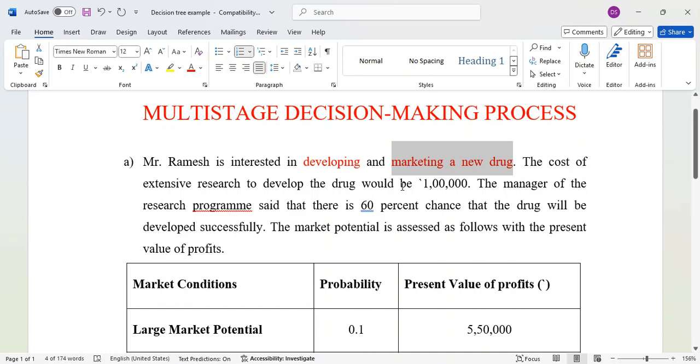In this way, he is going to invest 1 lakh rupees. That is the cost of the particular process, and the chance of success is only 60%. Because when you go to the market, there may be chances of success or chances of failure. Accordingly, Mr. Ramesh will think about whether it is good to develop the new drug or invest the same money in different opportunities, maybe putting the money in the banking sector through a fixed deposit or savings.